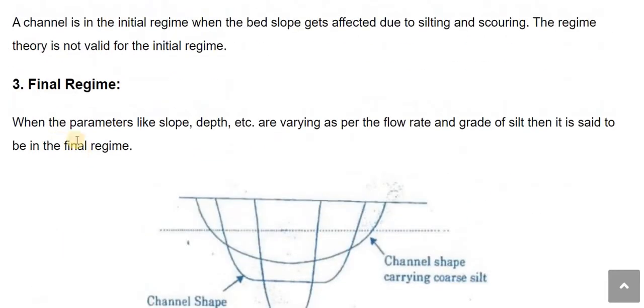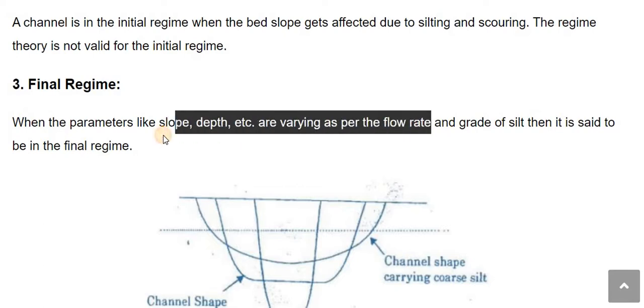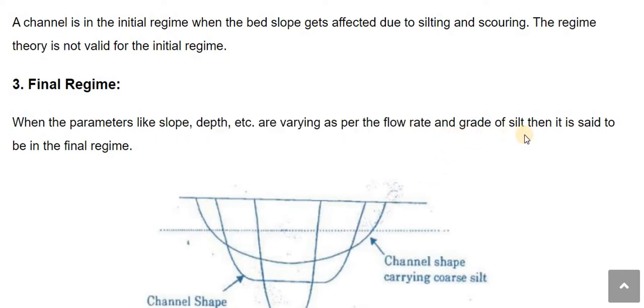And the third one is final regime, when the parameters like slope, depth, wetted perimeter, hydraulic mean depth are varying as per the flow rate. If flow rate is varying, then these parameters can vary. If flow rate is constant, then these parameters can also be constant. Then the grade of silt, then it is said to be in the final regime. And grade of silt means silt grade, I mean to say its size basically.